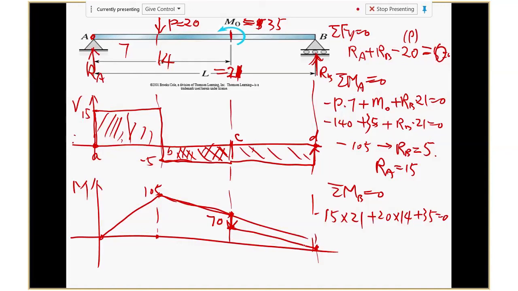Why do you jump down 70? Why do you go down? No, I didn't go down 70. Why do you have 70? Oh, why do I have 70? Because I'm jumping down this much. This much is this area. That's 35. I'm jumping down 35. Oh, 105.